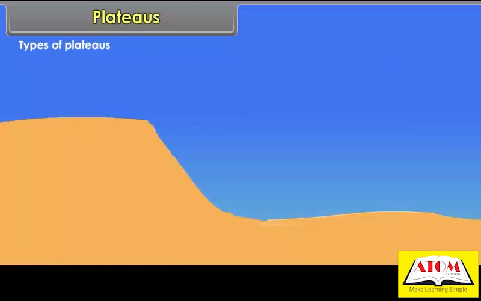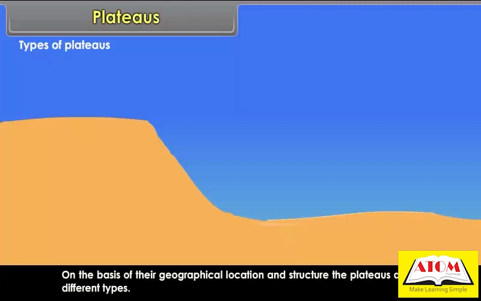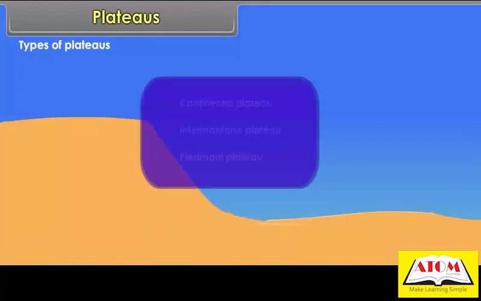Types of plateaus. On the basis of their geographical location and structure, the plateaus are of different types. They are continental plateau, intermontane plateau, Piedmont Plateau.